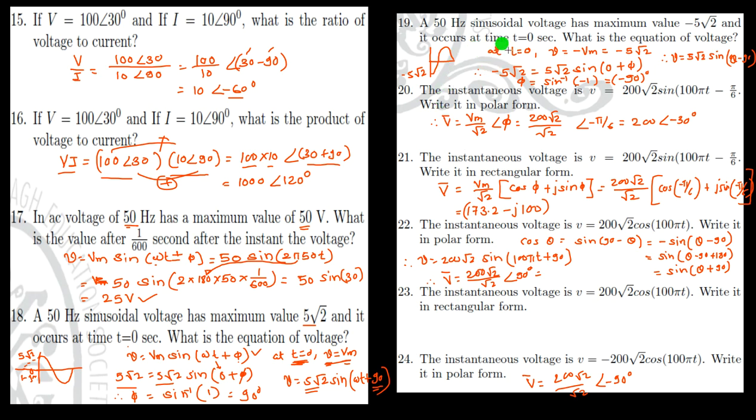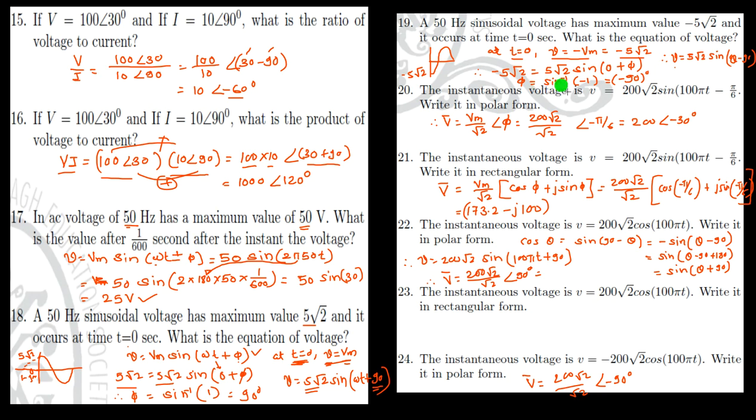A 50 hertz sinusoidal voltage has a maximum value of minus 5 by root 2, and it occurs at time t is equal to 0. What is the equation? So at time t is equal to 0, V is equal to minus Vm, that is minus 5 by root 2. And what is the standard equation? It is Vm sine of omega t plus phi. So at time t is equal to 0, omega t is equal to 0, so it is minus 5 by root 2 is equal to 5 by root 2 sine phi.